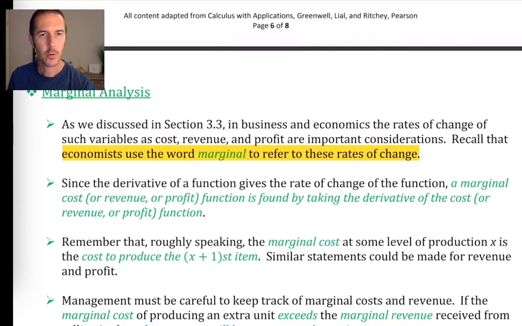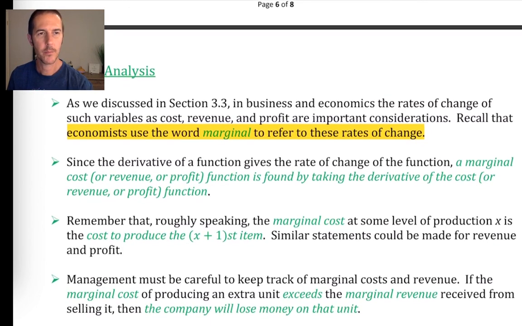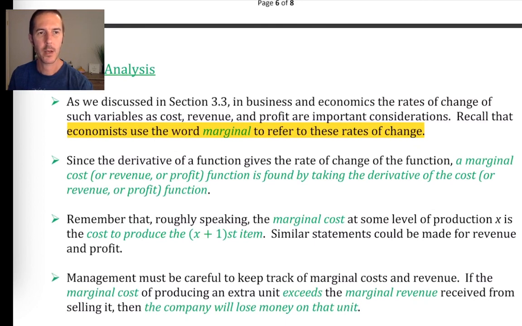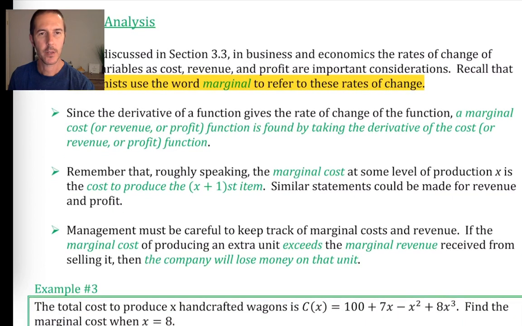So now these more applied kind of concepts, we're in an elementary calculus class, which is predominantly for students in the College of Business. I think all of my elementary calc students are in the College of Business. And remember that economists use the word marginal to refer to rates of change, in other words, first derivatives. The next bullet, it says in green that a marginal cost or revenue or profit function is found by taking the derivative of the cost or revenue or profit function.